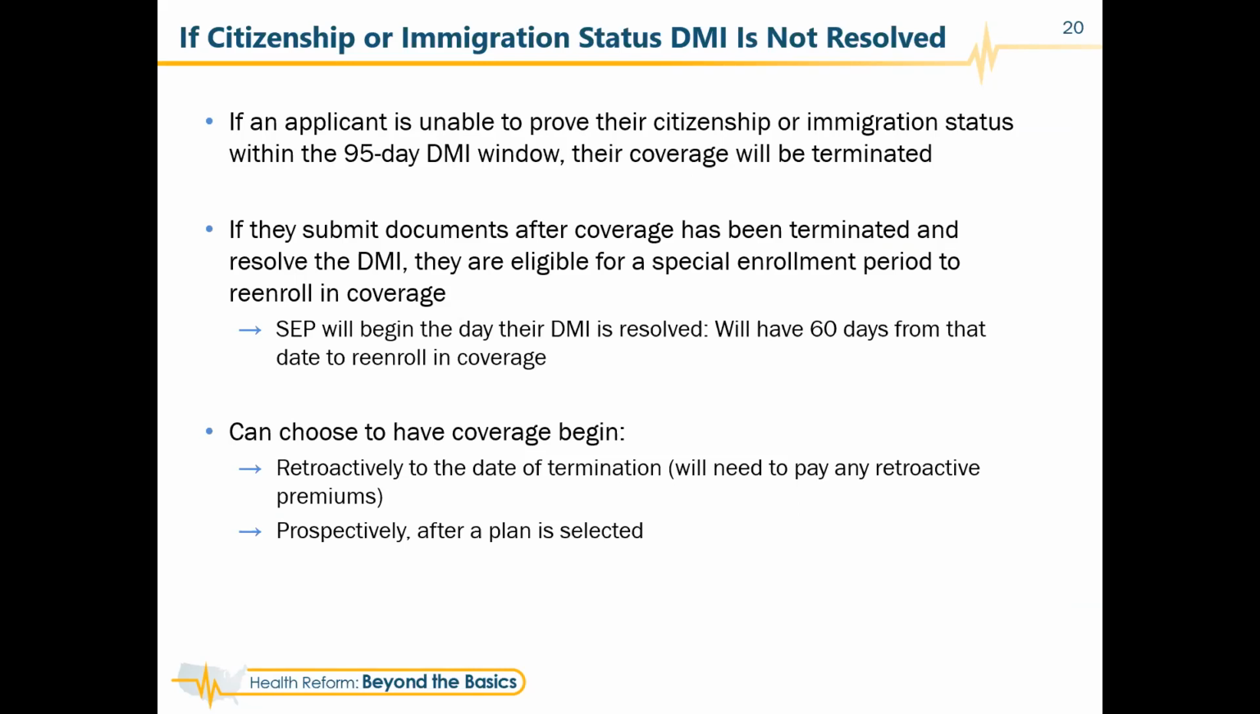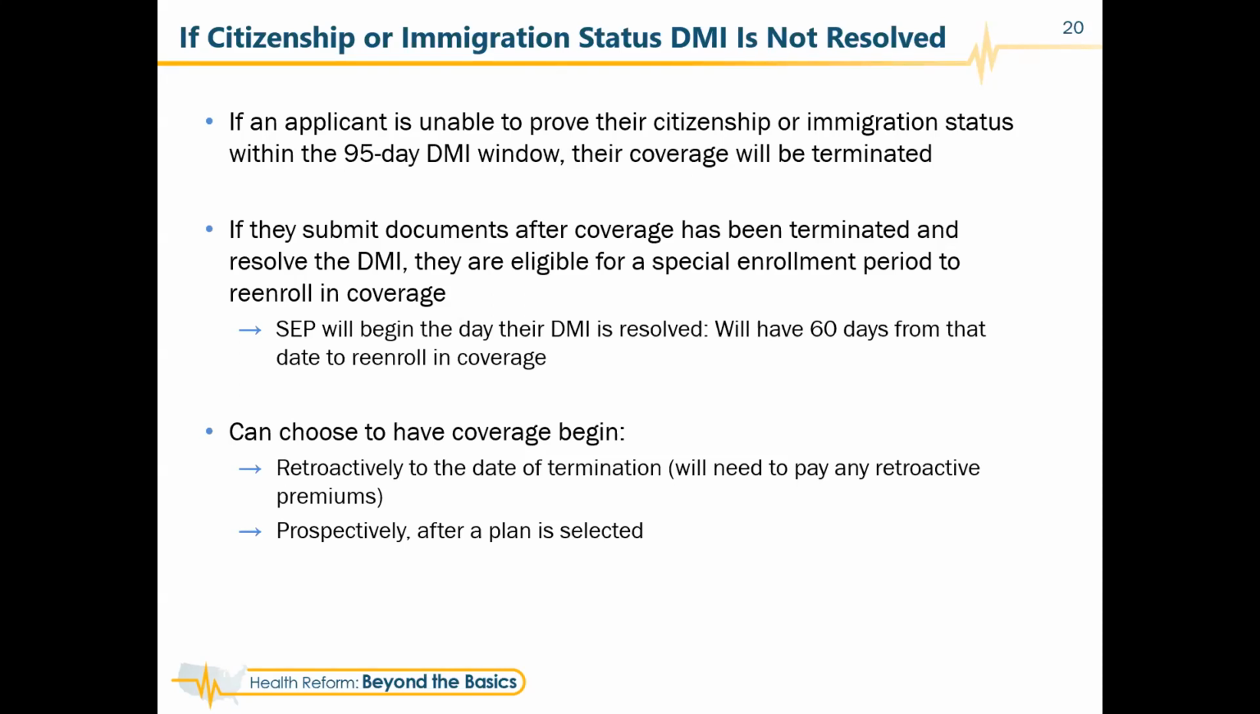Okay, so if an applicant is unable to prove their citizenship or immigration status within the 95-day DMI window, their coverage will be terminated. Note that I said their coverage will be terminated. I'm not saying that their help to pay for the coverage will be terminated. It's different than what you're going to hear about later in an income DMI situation. In this case, the requirement to satisfy the citizenship and immigration status is tied to actual enrollment in a marketplace plan.